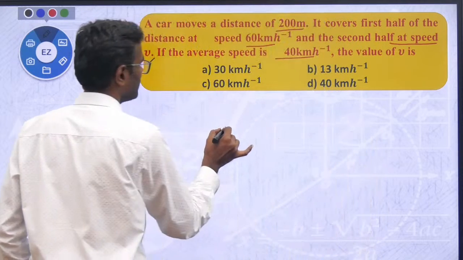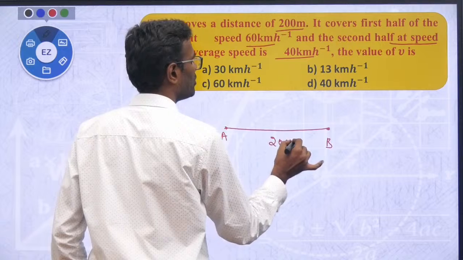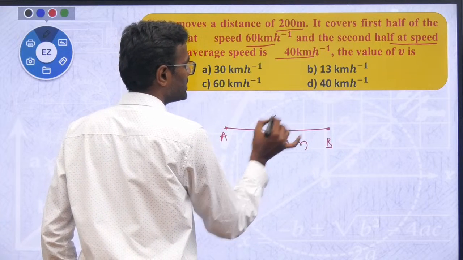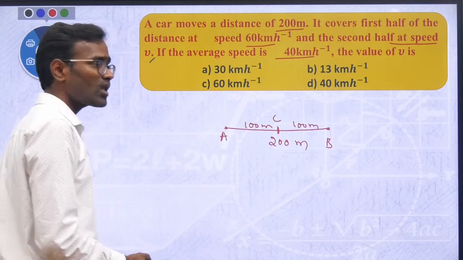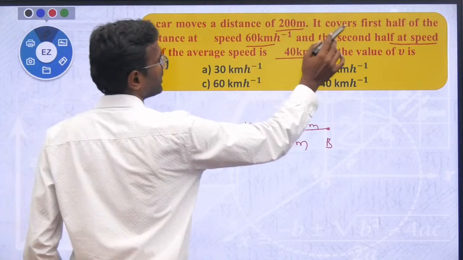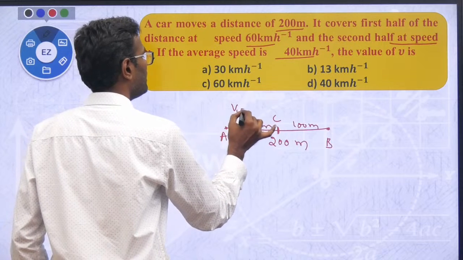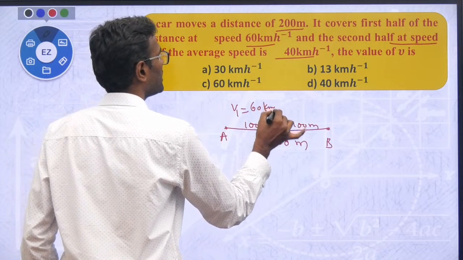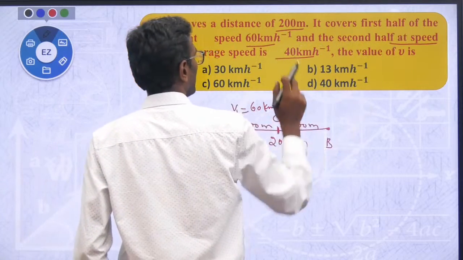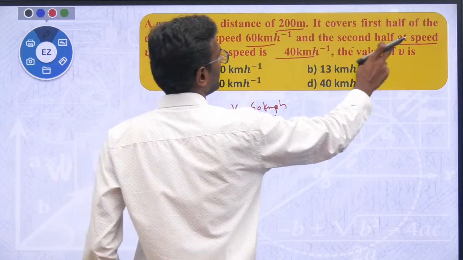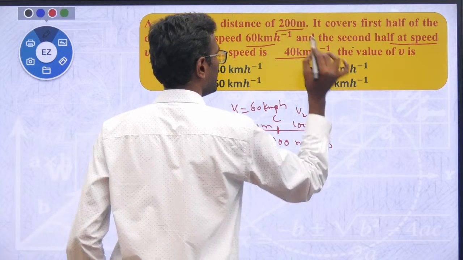So simple, this is the diagram. This is the starting point, this is the ending point. Total distance will be 200 meters. This is the midpoint C. So this is 100 meters, and the remaining is also 100 meters. According to the question, it covers the first half of the distance with this speed, so V1 will be 60 km per hour. The second half is at speed v, so from C to B, velocity V2 is equal to v.